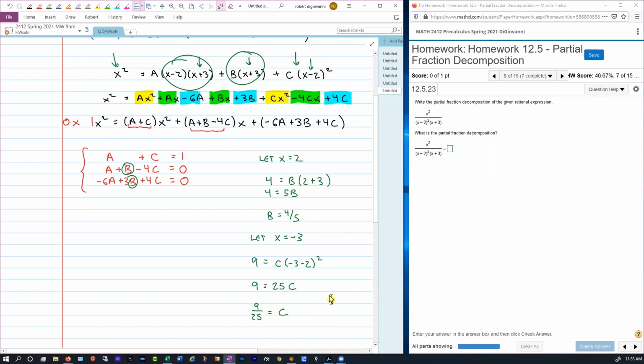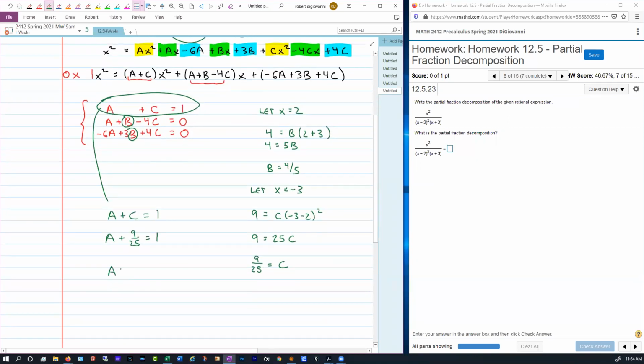Okay, well, that's good, because if we know what C is, we can get A right here. So look, A plus C must be 1. So A plus C, we said C is 9/25, must be 1. So let's subtract 9/25 from both sides. Get a common denominator, so you have to multiply 1/1 by 25/25. And if you subtract there, you should get 16/25 for A. So we know what A is, we know what C is, we know what B is.